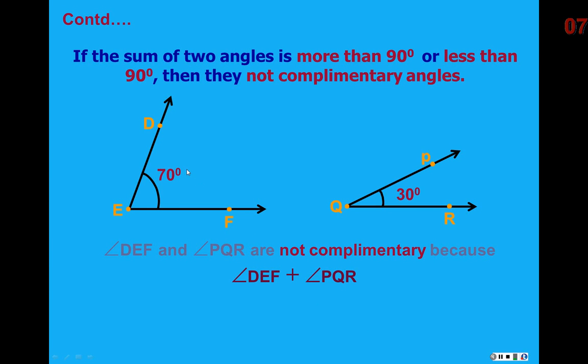So an angle that's 70 degrees and an angle that's 30 degrees, when you add them, you get 100, and it's not complementary.